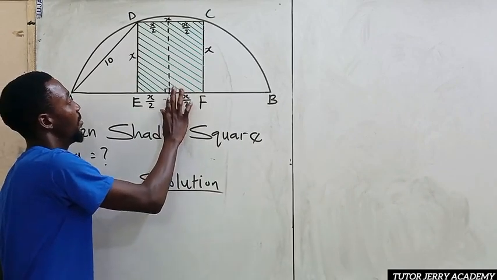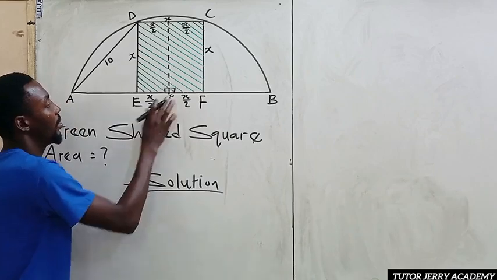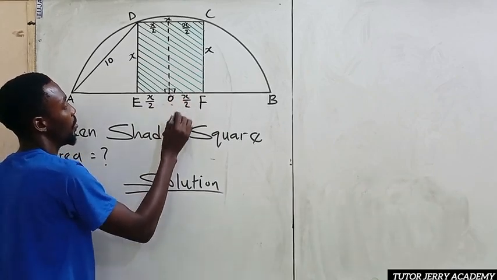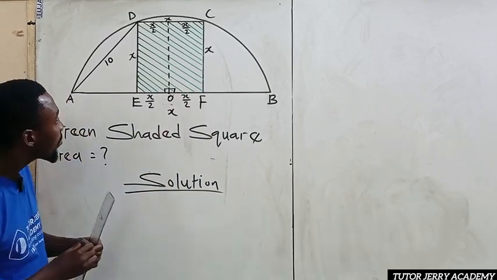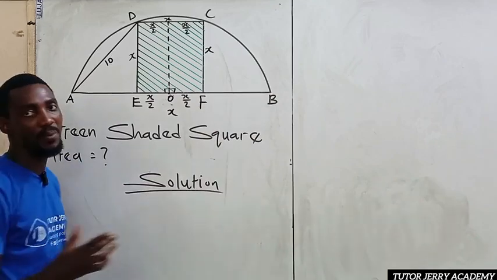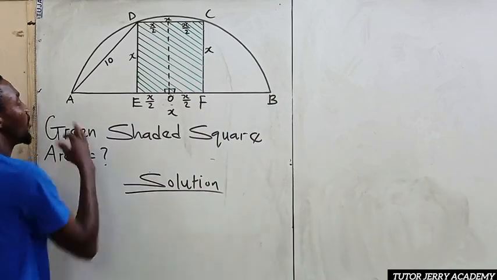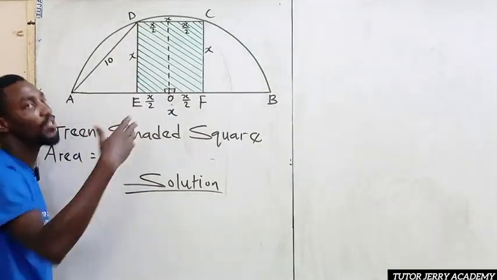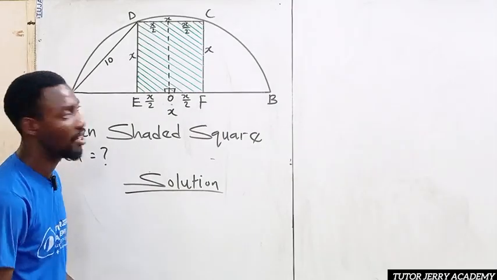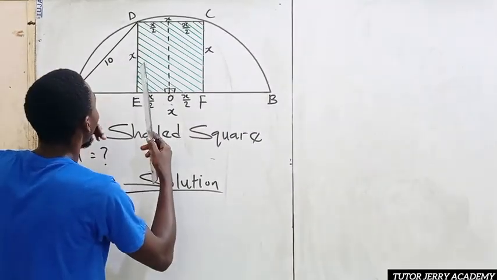Let me bring it down. This is O, so from this point to this point is S. Now we know that OB is going to be a radius, and OA is also going to be a radius. If I join this point to this point here, it's also going to be a radius. So if we do that, we are going to have something like this.